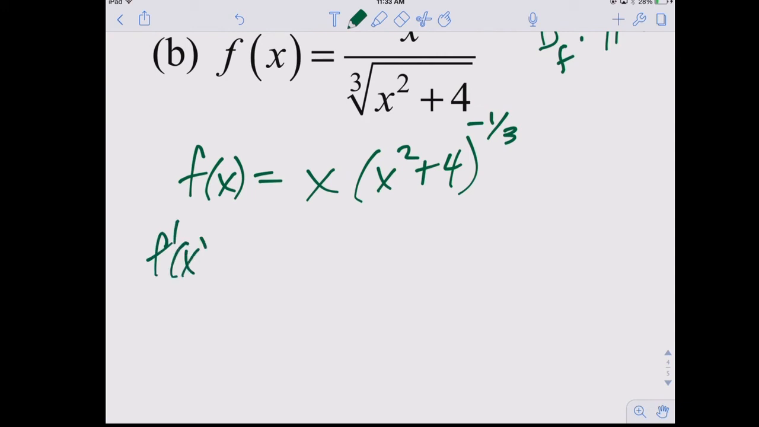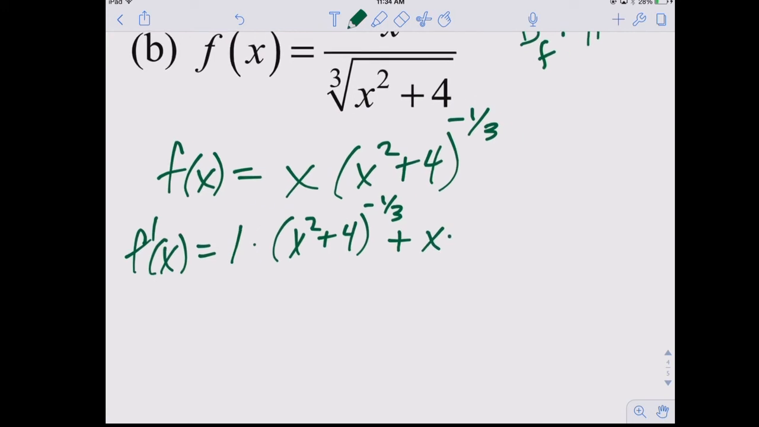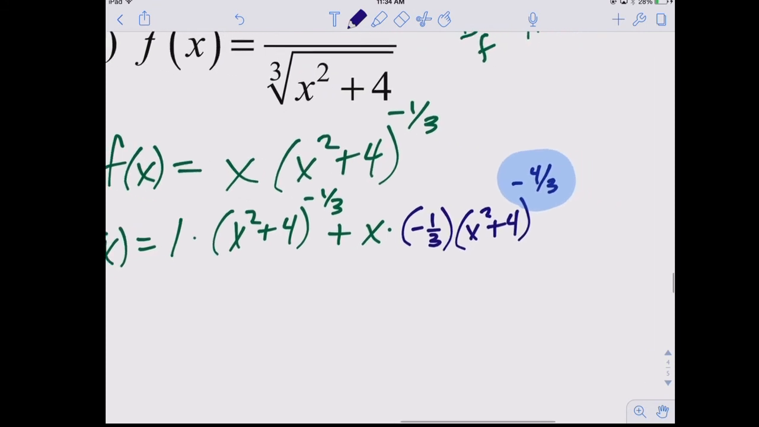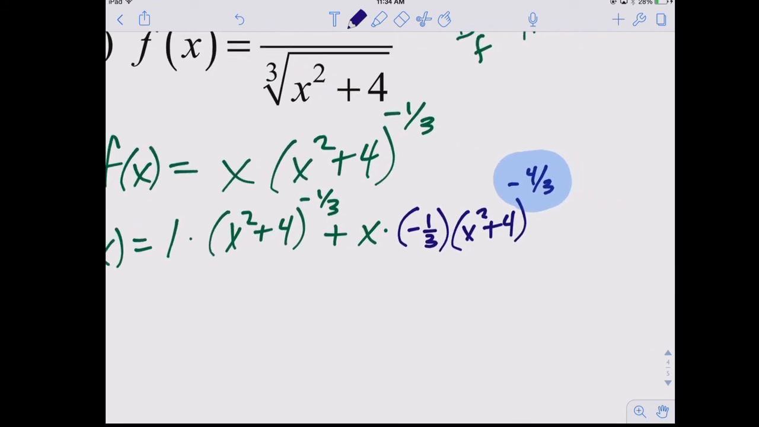Now I'm ready to go. F prime of x is 1 times x squared plus 4 to the negative one-third. So that's the derivative of the first times the second, plus the first, x, times the chain rule: parentheses, negative one-third, x squared plus 4 to the negative four-thirds power. This right here, the exponent negative four-thirds, that's the number one mistake I see students make. That's a mistake that I would make probably, right? Forgetting to put the new exponent. So don't forget that. It's multiply, then subtract. And then times the chain rule, 2x.